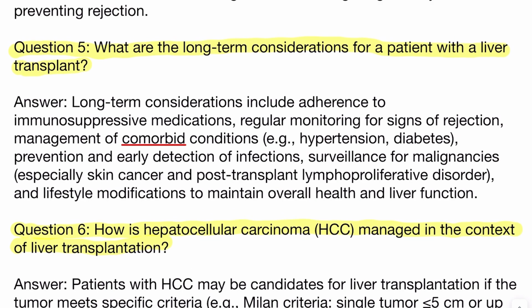Long-term consideration for patient with liver transplant. So long-term consideration, we are interested in the patient adherence to the immunosuppressive medications, regular monitoring for signs of rejection, management of any comorbid conditions like hypertension and diabetes, and prevention and early detection of infections, surveillance for malignancies, especially skin cancers and post-transplant lymphoproliferative disorders, and obviously lifestyle modifications to maintain overall health and liver function.